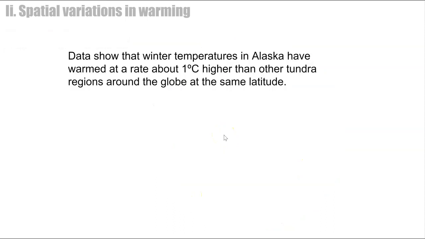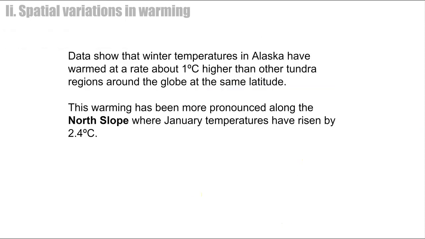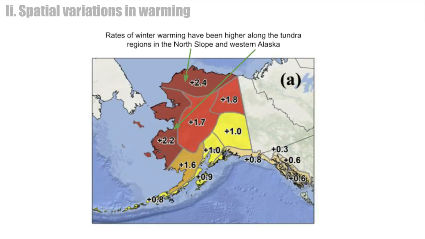So that's what that sentence says. Data show that winter temperatures in Alaska have warmed at a rate about 1 degree higher than other tundra regions around the globe at the same latitude. There you can see it there. This warming has been more pronounced along the north slope of Alaska, where January temperatures have risen by 2.4. So not only is Alaska warming at a faster rate than anywhere else in the Arctic, the places where you've got tundra in Alaska are warming faster than anywhere else. There's 2.4, this north slope where you've got tundra, and down the western coast here where you have your tundra.